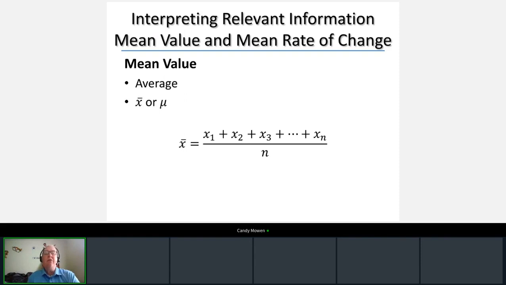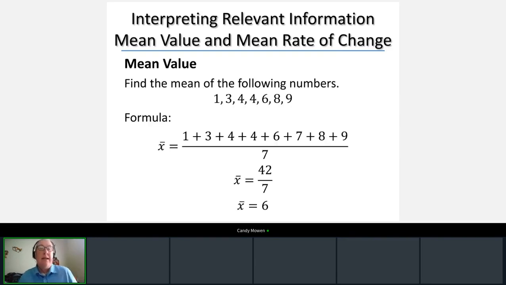Interpreting relevant information: the mean value, the mean rate of change. Mean is the average, the arithmetic average. The symbols are x bar for mean, or mu. When you have all the items of your data, you add them together and divide by the number of pieces of data. Find the mean of the following numbers: 1, 3, 4, 4, 6, 8, 9.